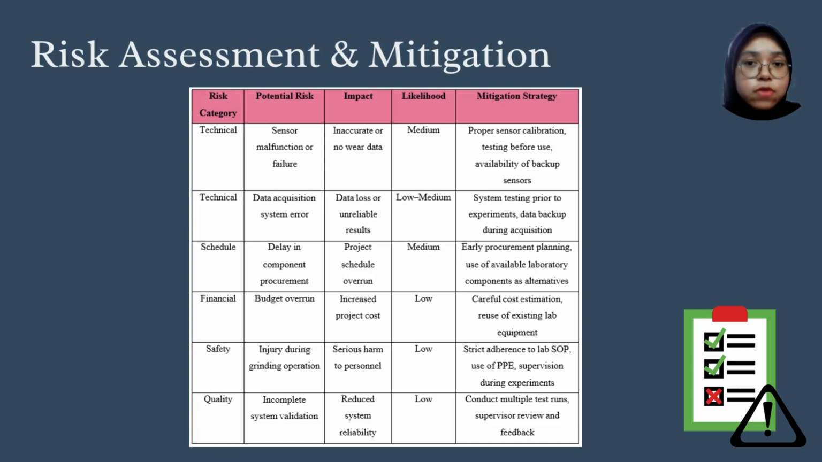In terms of safety risks, injuries may occur during grinding operations, and to prevent this, all safety rules are followed, personal protective equipment is worn, and experiments are carried out under supervision. Lastly, quality risks such as incomplete testing are controlled by performing multiple test runs and reviewing the results with a supervisor.